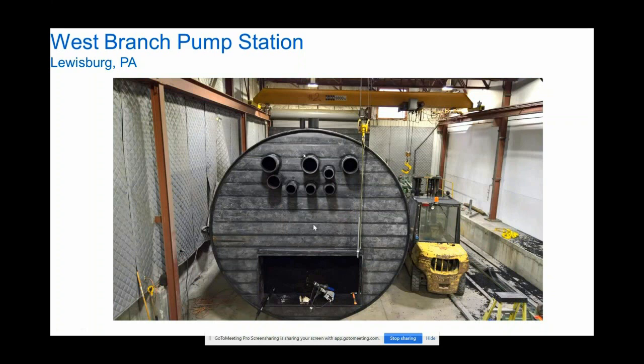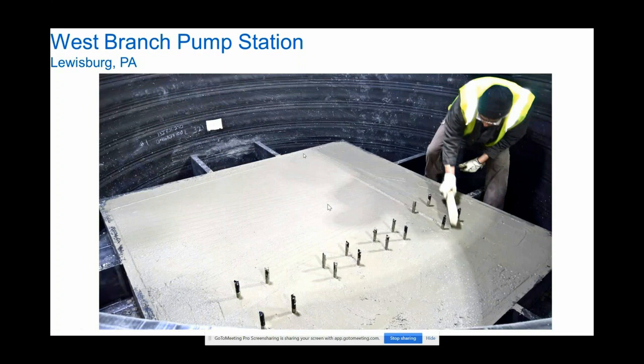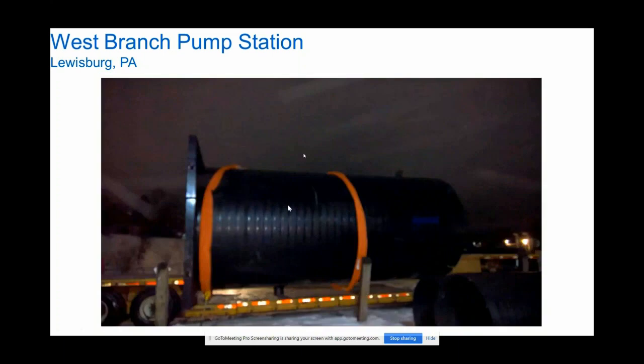This picture shows during the fabrication process, but it's a good photo showing the sleeves in the top that, again, prevent the contractor from having to do any form work and pouring that concrete slab. And here's another good picture showing our technicians working on the base, embedding those anchor bolts into the base. And last but not least, a snowy picture of when this thing showed up on the truck.